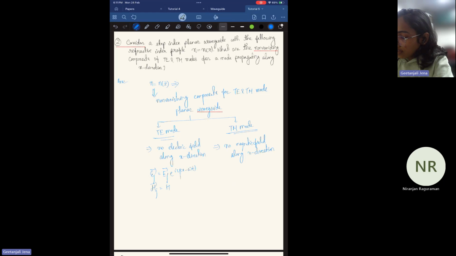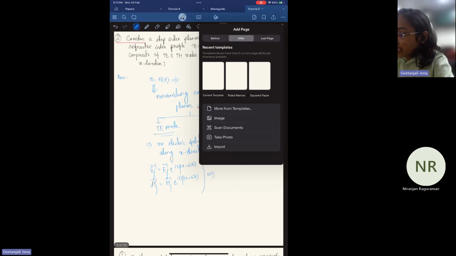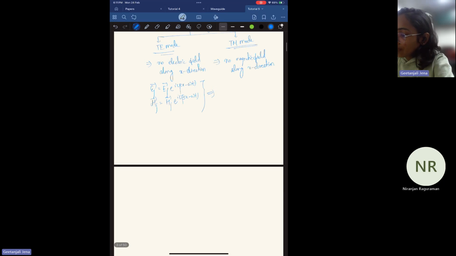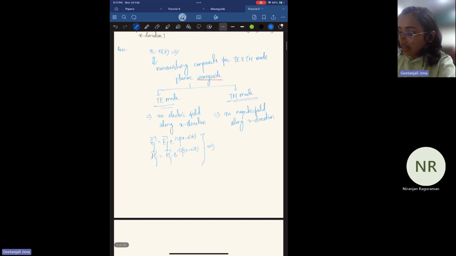So using this, if we put this expression into Maxwell's equation, then we can get what are the non-vanishing components of TE and TM modes. But that will be a lengthy process. But the other way to determine what will be the non-vanishing components of TE and TM mode for different types of profile is this.